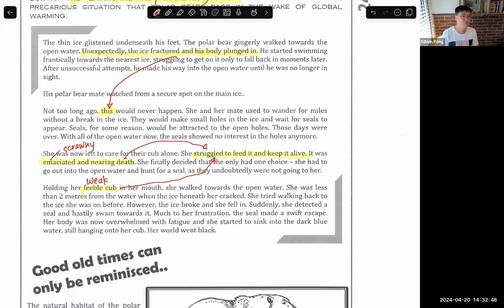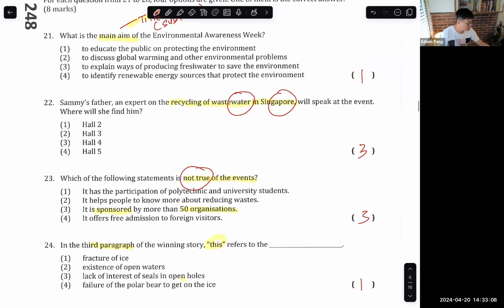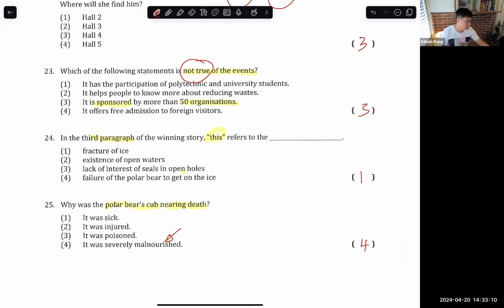So the reason why the cub is so scrawny, the reason why the cub is so weak is because the mother is unable to feed it enough. So it is obviously malnourished. Okay, it's obviously malnourished. It isn't getting sufficient food, sufficient times in order for it to grow up healthy. So therefore, it is near death. Okay, so if I go back to the question, the answer is severely malnourished, which means not enough food. Okay, not enough food, right?